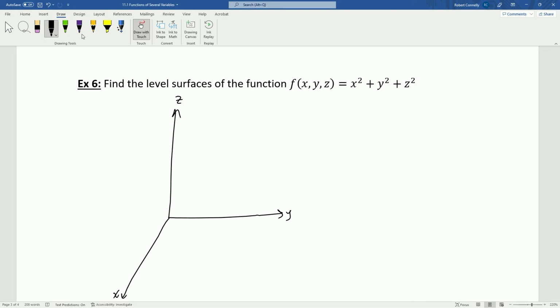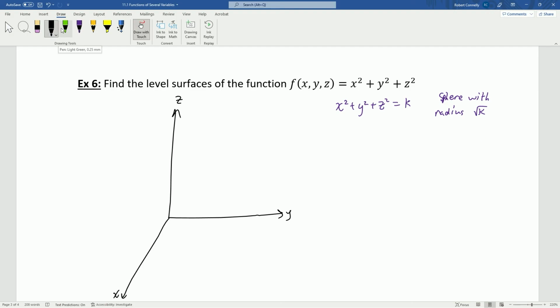Okay, so what we're going to do here is just rewrite this as x squared plus y squared plus z squared equals k. So that means this is a sphere with radius square root of k. So in this case, I'm only going to draw a couple, really 2 particular examples of level surfaces. It's more important that you just understand what these level surfaces are, so then you can kind of predict the behavior of the function using that.